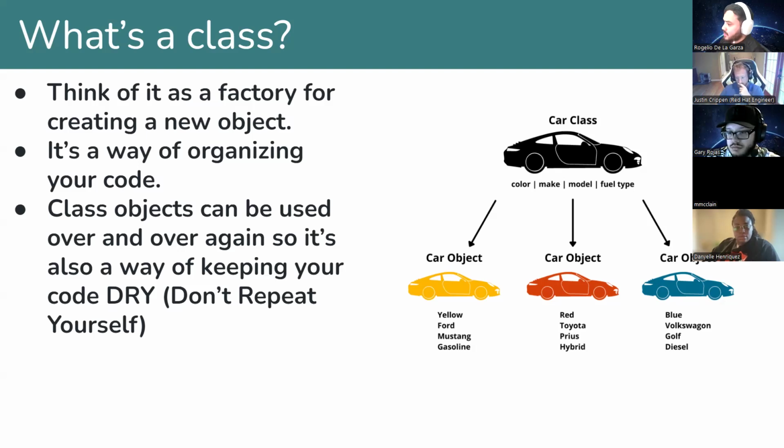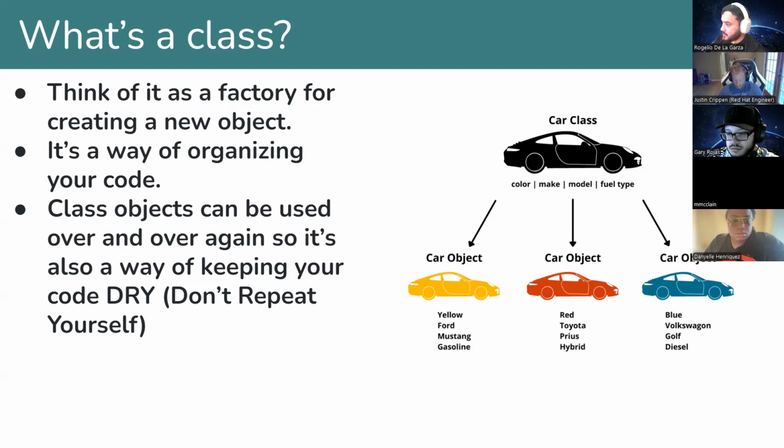Car objects. One object over here is yellow. It's a Ford Mustang, runs on gasoline. The second one is a red Toyota Prius, a hybrid. And then we have the blue Volkswagen Golf, which runs on diesel, right? All three of these come from the car class. What they all share in similarity is the same attributes. Every single one of them has a color. They all have a make and model, and they have a fuel type, right?